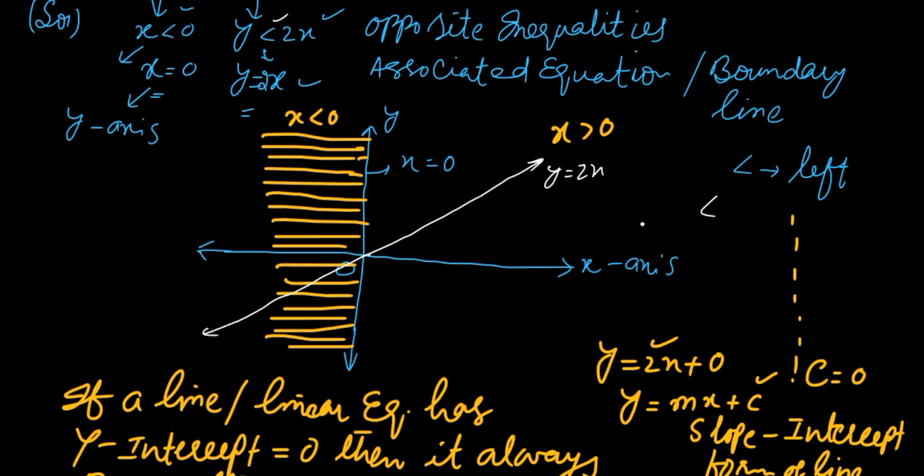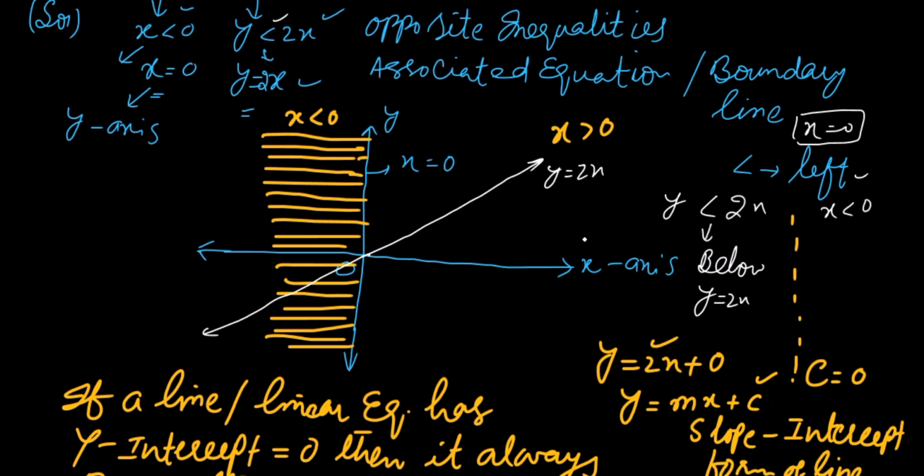Now in the first case our line was x is equal to 0, which is only in one variable x. So in that case, x less than 0 means the left side. But when your inequality has two variables, then a less than sign represents below the line, below y is equal to 2x. It means we will shade below this line.